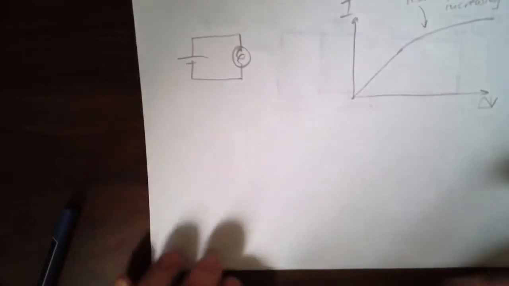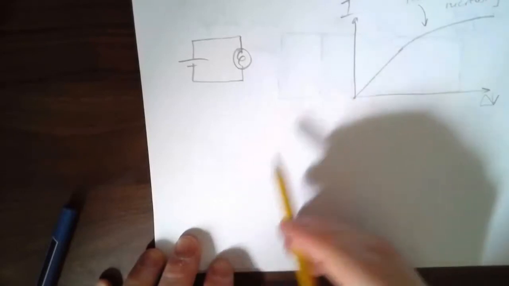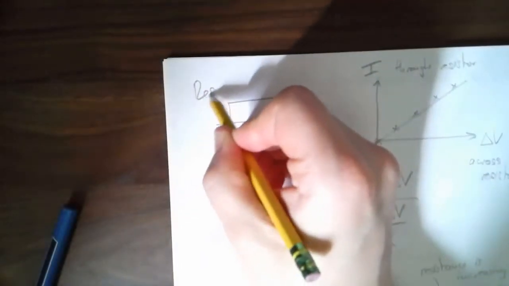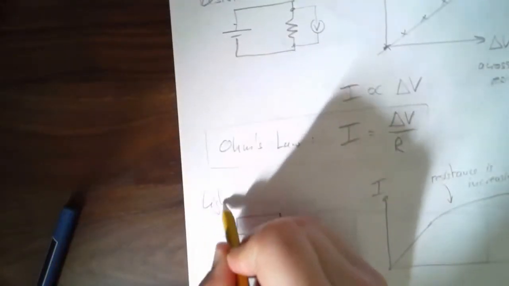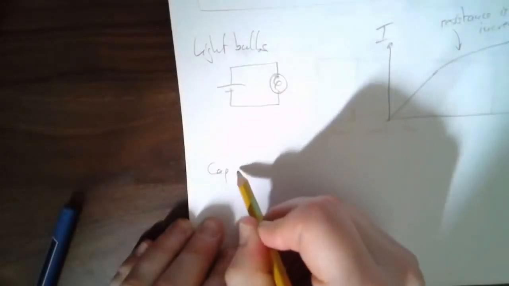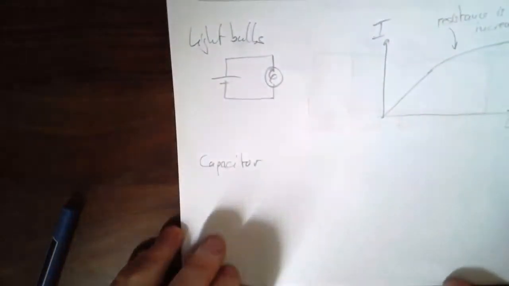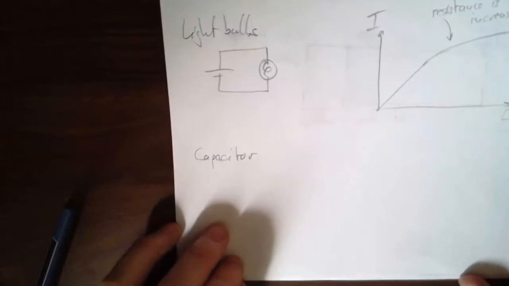Okay. Now, the other component that you might come across is a capacitor. So this was light bulbs, resistors, and now we're going to have capacitors. Of course, there are other types of things you could have in circuits. If you take an electronics course, you'll meet lots of them, but for our purposes, we're going to stick to these ones.